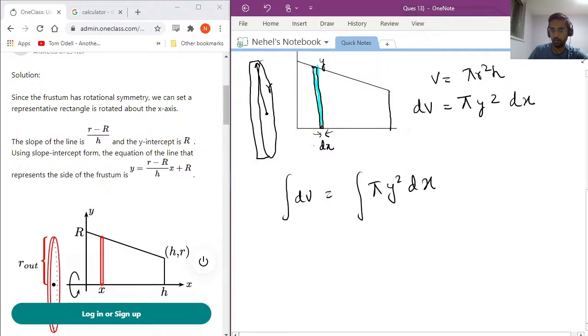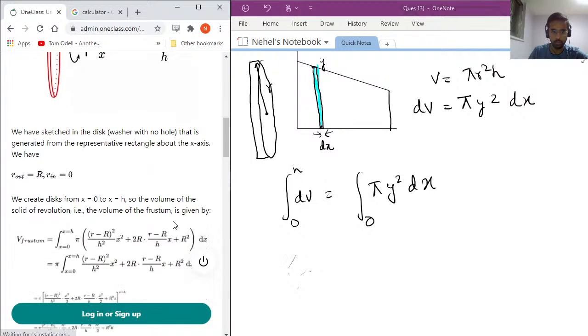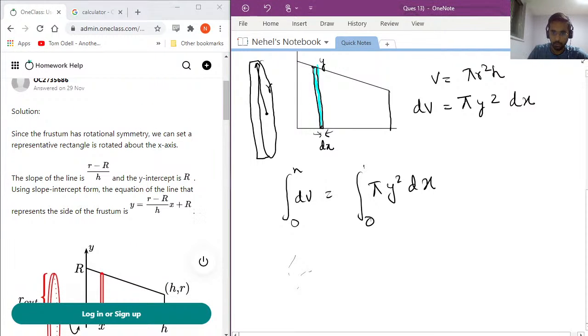Since it's integration based on the x-axis, we will use our limits for the x-axis. So we'll be integrating from 0 to h on the x-axis. Okay, when we integrate dV, which is a small volume, over this entire h, we actually get the overall volume.